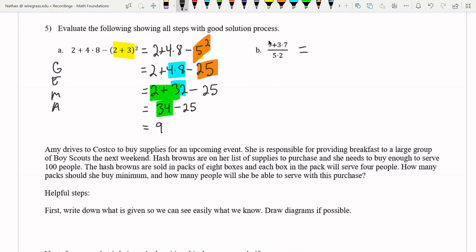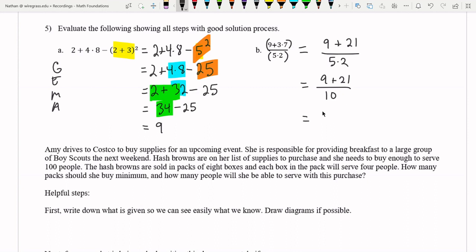Okay, same process here. We have parentheses on top and bottom, so those need to be done individually. We're going to do multiplication and division first. There's no exponents here. So we're going to do multiplication first. So it's going to be 3 times 7, which is 21. And now I can do 5 times 2, which is 10. Those could be done at the same time because you have to simplify the top and the bottom before I can do the division. But just for the good flow, let's just show it individually.